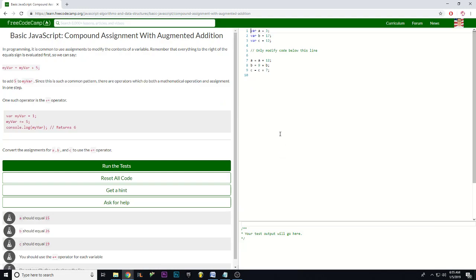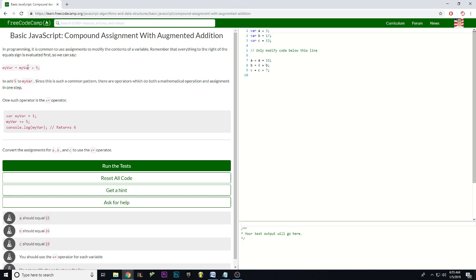In programming, it is common to use assignments to modify the contents of a variable. Remember that everything to the right of the equal sign is evaluated first. So we can say myVar equals myVar plus 5, even though it's not mathematically correct. It's correct computationally because equal is the assignment operator, not an equality operator. So this will add 5.